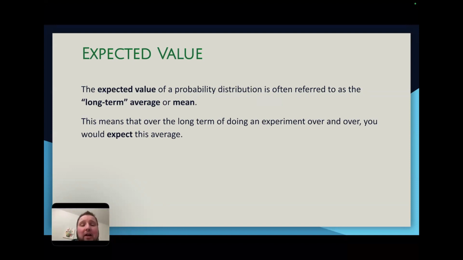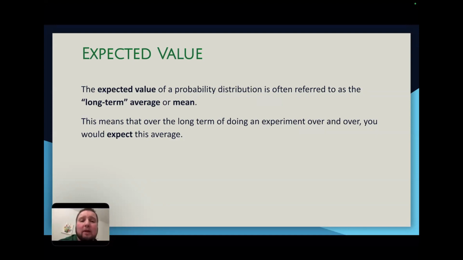And if we were to average those results over a large number of times, we would expect to see that mean or that average. For example, if I'm flipping a penny as heads or tails, and I'm recording the proportion of heads that I get, I expect that if I flip a coin over and over again for a really long period of time, half my outcomes are going to be heads. That's the long-term average or the mean for that probability distribution.